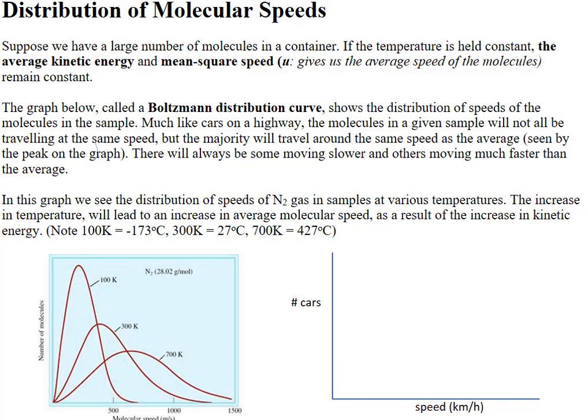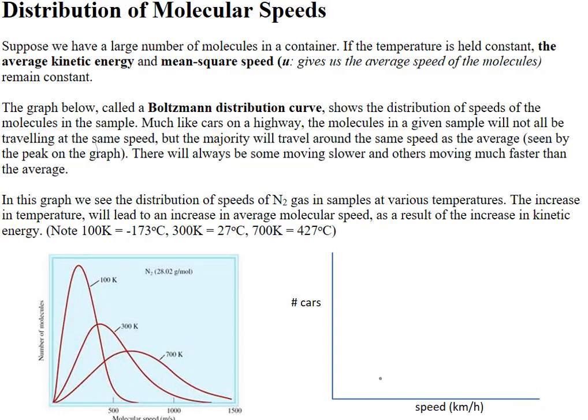In a Maxwell-Boltzmann distribution curve, what we're looking at is a distribution of molecular speeds. To start, we're going to use an analogy to help us understand the information given in these diagrams and to give us an example that we can relate this to. On the side here, you can see I've got a graph started of the number of cars versus the speed. As the title states, this is an analogy looking at the study of speeds of cars driving on the 401.